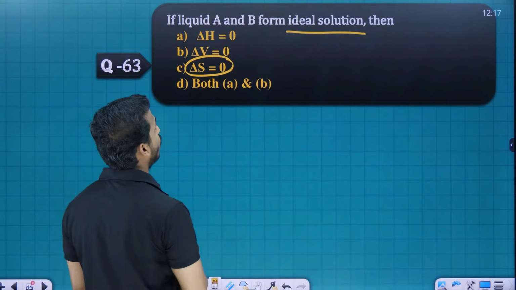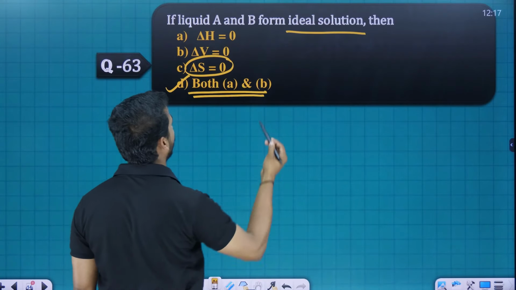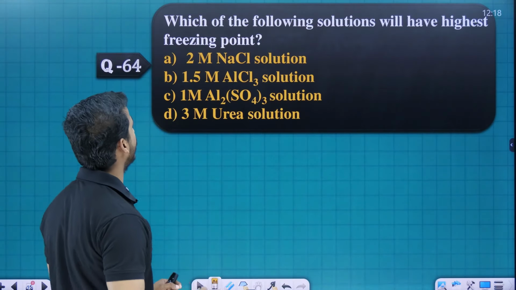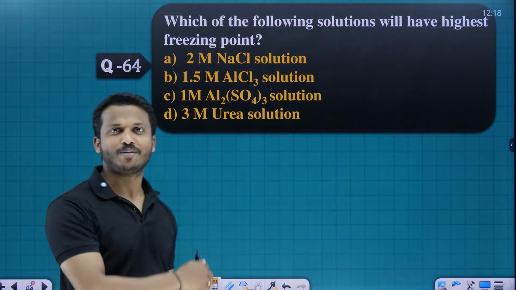So liquid A and B form an ideal solution. What we can say: both A and B are correct. Question 64. Which of the following solutions will have the highest freezing point?